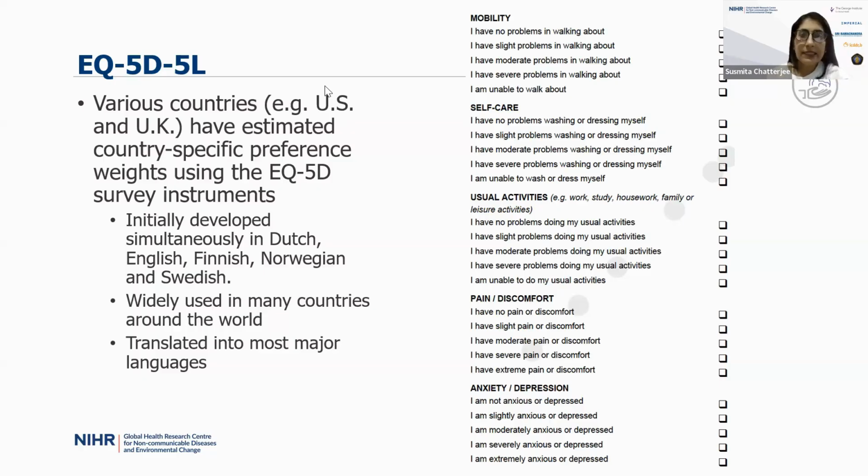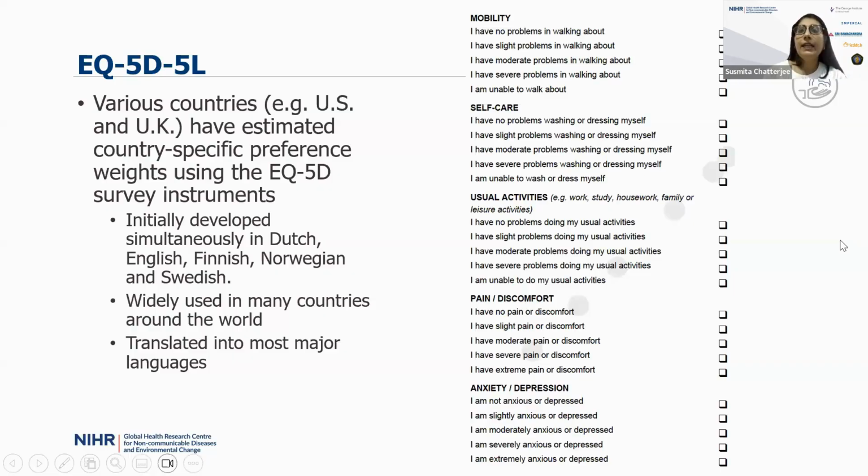You just need to register. There is no money to get this tool, but you have to register because you have to tell EuroQol why you are using this tool. It's easy. It's nothing difficult. It has 5 different dimensions and 5 different levels, as you can see. The levels are: I have no problem, I have a slight problem, I have a moderate problem, I have a severe problem, I am unable to do this. So these are 5 levels. That's why it is called 5D, 5L: 5 dimensions, 5 levels.